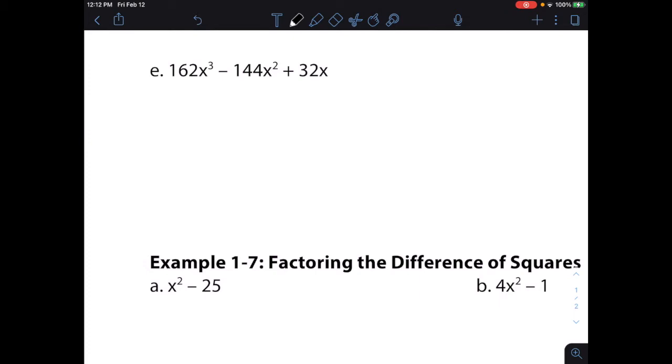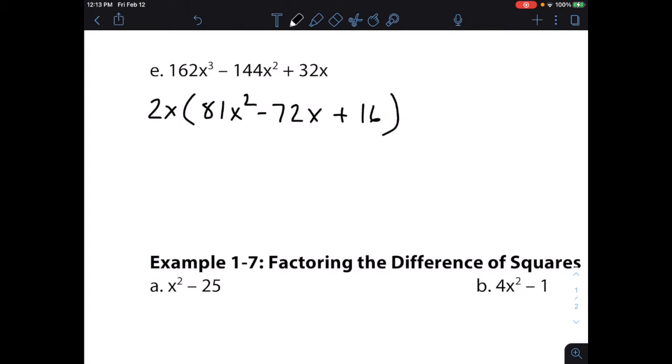And if you don't know what the greatest common factor between the numbers is, and they're all even, start with 2. And then if you factor that out and you have 3 even numbers left again, well, you're going to have to rethink that and factor something else out after that. But so we'll start with a 2x here. And when I factor a 2x out of 162x to the third, it's 81x squared minus 72x plus 16.